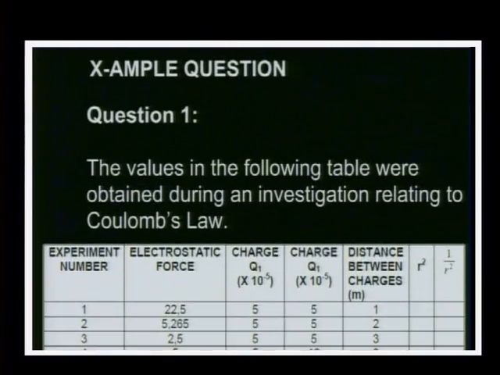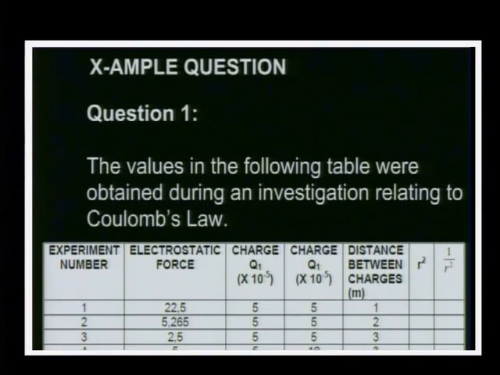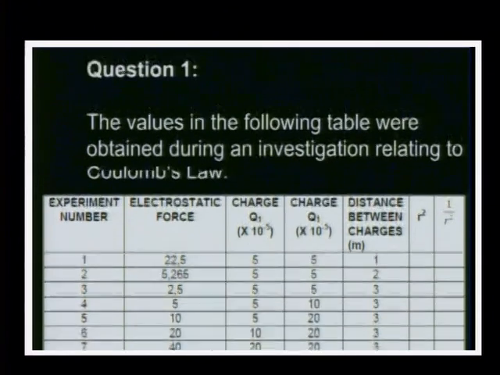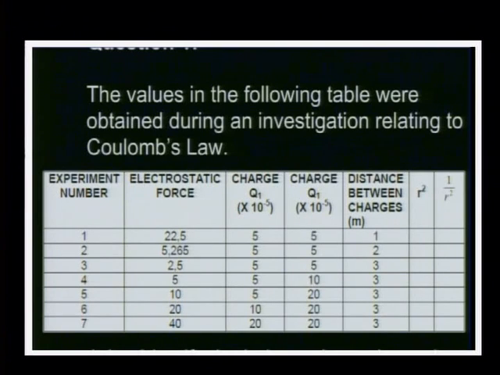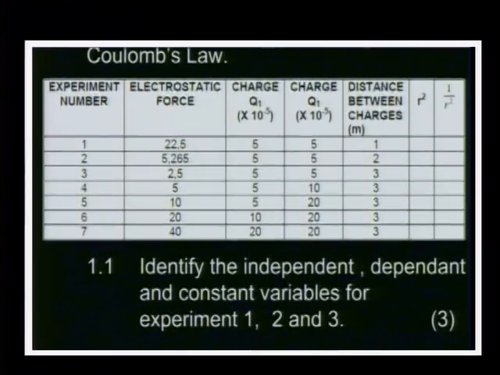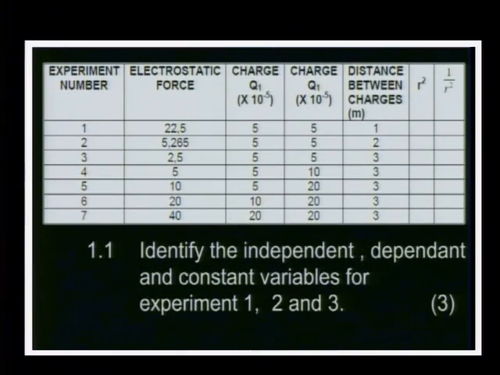Question 1. The values in the following table were obtained during an investigation relating to Coulomb's law. And so we had a number of experiments, 1 to 7. The electrostatic force was calculated. The charge Q1 is given in times 10 to the minus 5. Charge Q2 times 10 to the minus 5. The distances were given, and then there's some space for us to fill in some things about r squared and 1 over r squared. Right, let's have a look at that table, and let's see what the questions say.